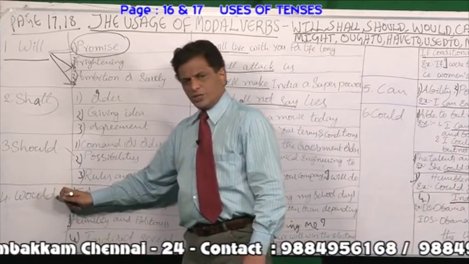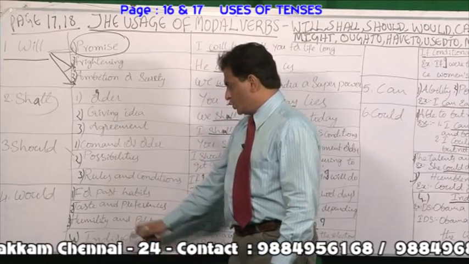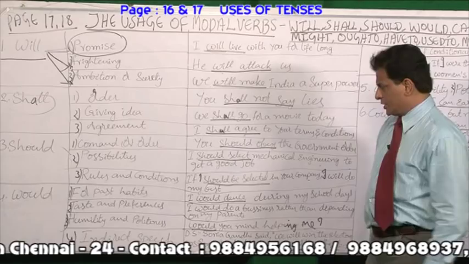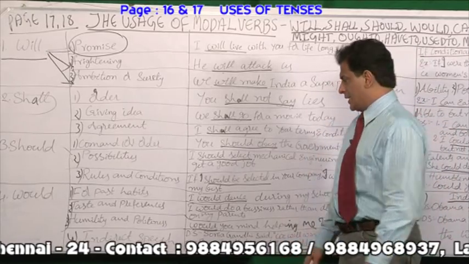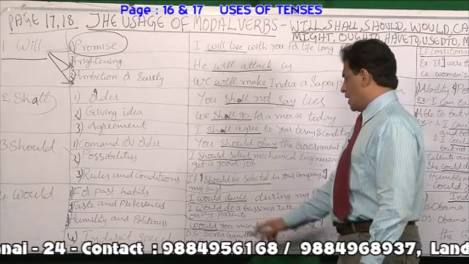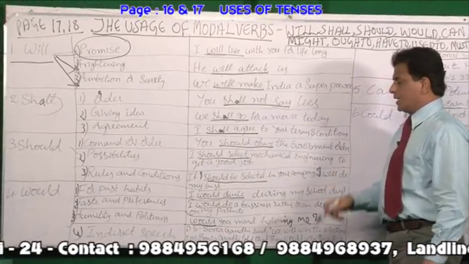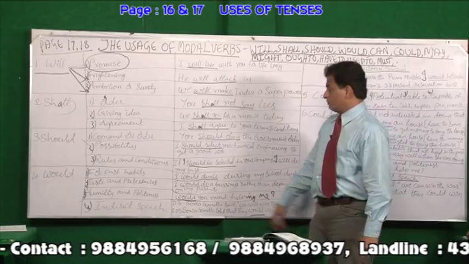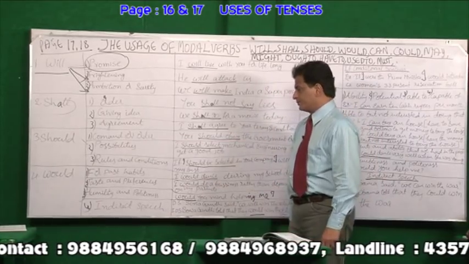Now, where are you using this word would? Would is used for past habits. In your young days, in your past, you had certain habits, you are using would. I would dance during my school days. Now, I am not doing dances. So, for past habits you are using would.